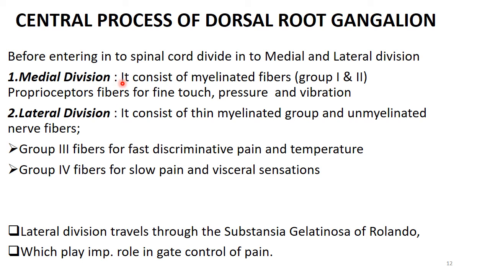Now the medial division is myelinated and has thicker fibers. They are responsible for fine touch, pressure, vibration. You can see these are the new spinothalamic fibers. Now the lateral division consists of thin myelinated or unmyelinated fibers. So A delta and C fibers you can presume. Group 3 fibers are for fast pain and temperature, while group 4 are for slow chronic pain.